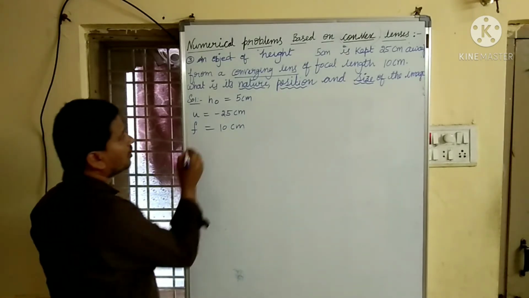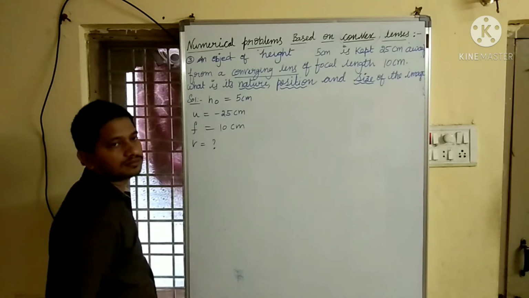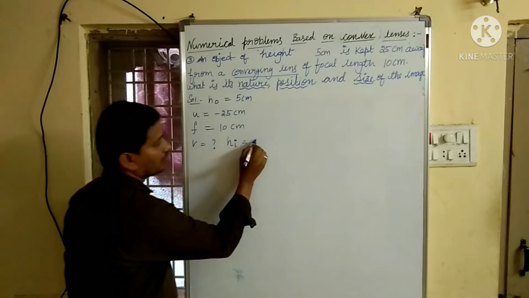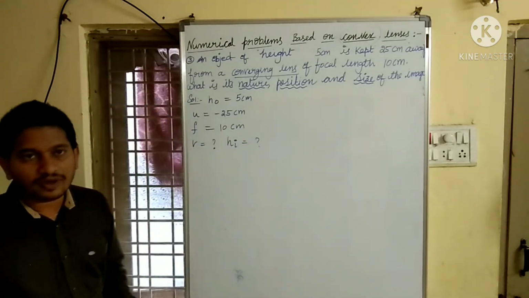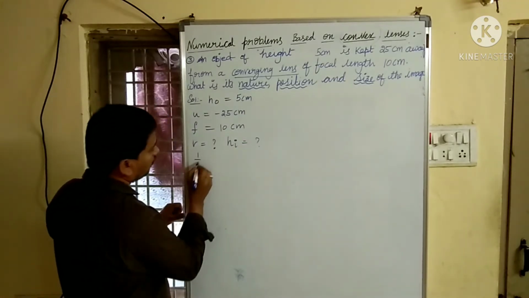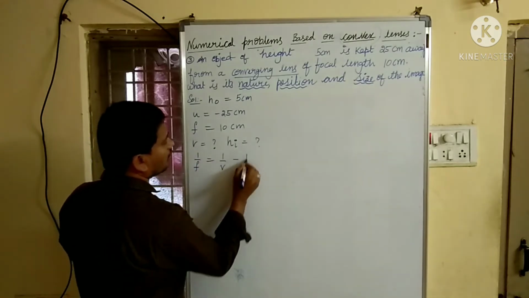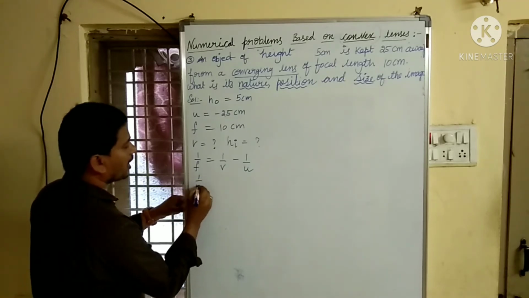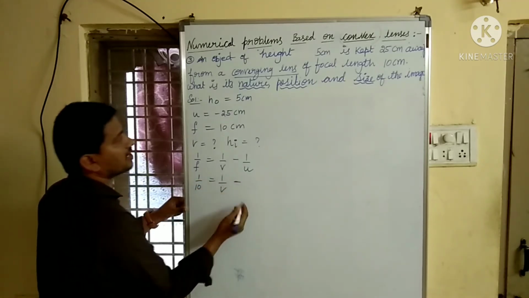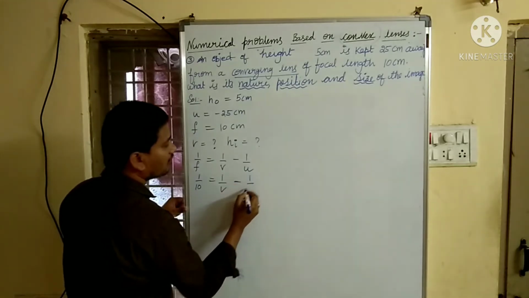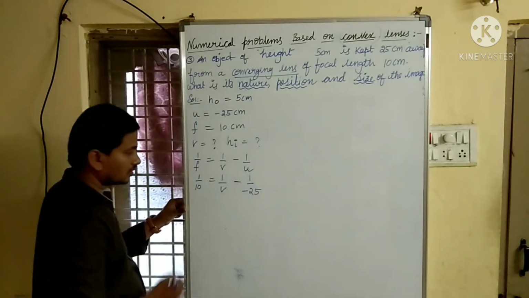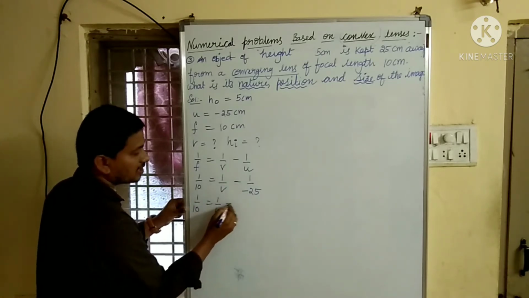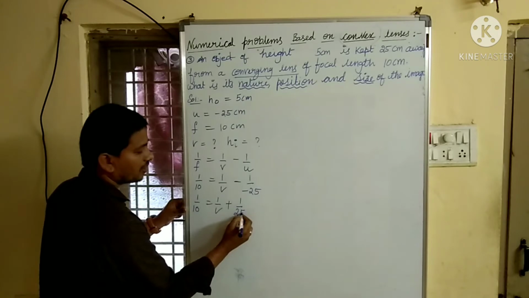So what do we have to find? We have to find the image distance and the height of the image. We have the lens formula. What is the lens formula? 1 by f equals 1 by v minus 1 by u. So 1 by f is 1 by 10, and u is given as minus 25. So 1 by 10 is equal to 1 by v plus 1 by 25.